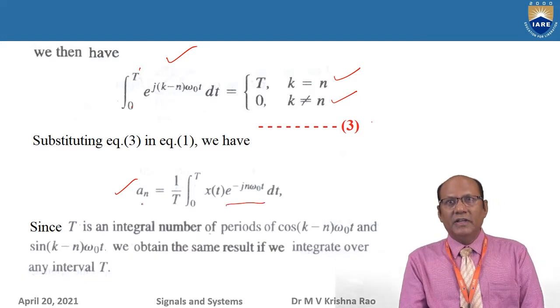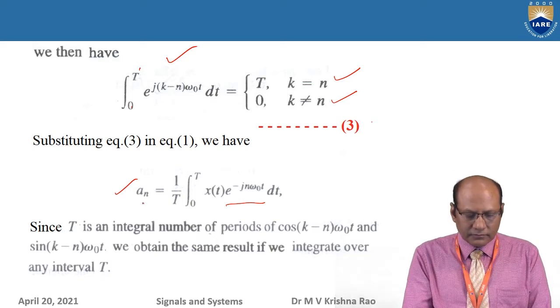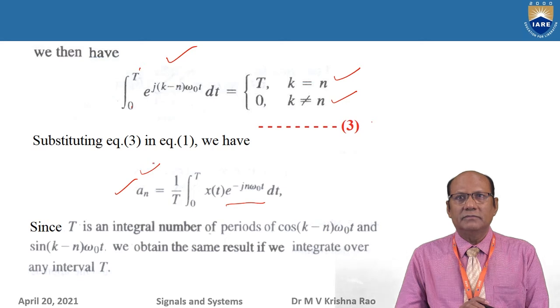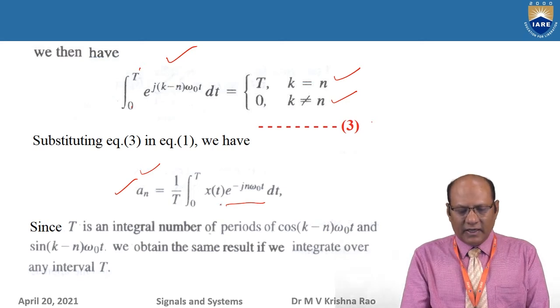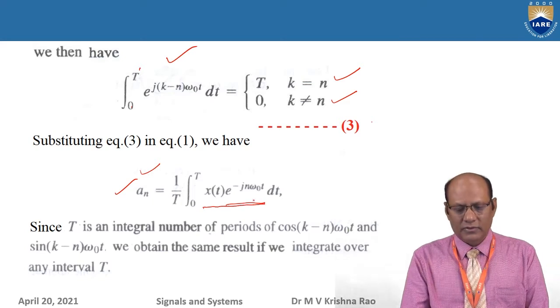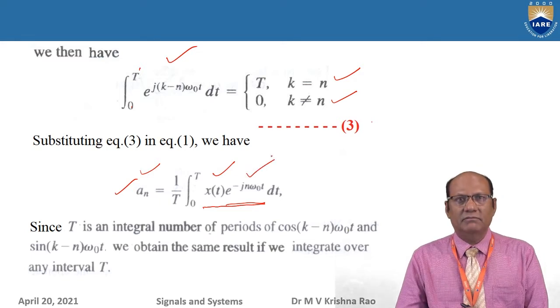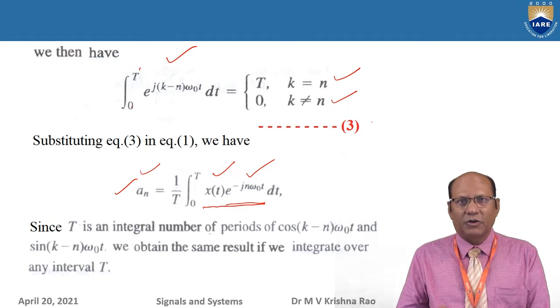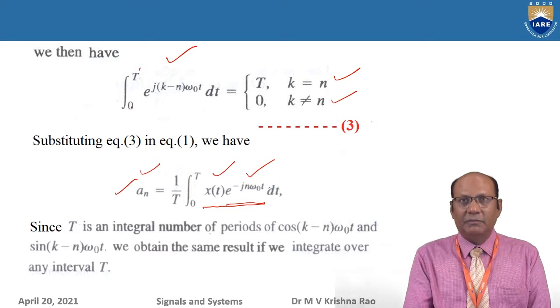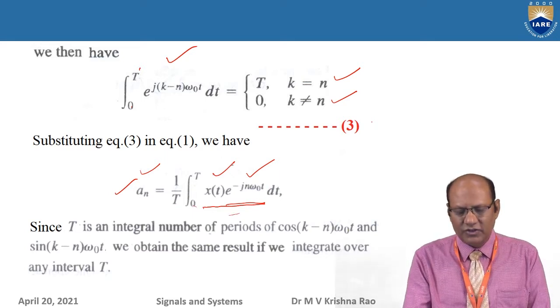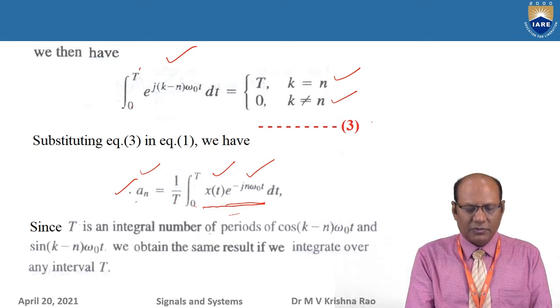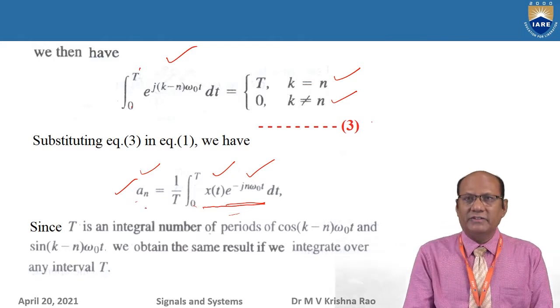What is the meaning of this? What I am doing here is finding the nth coefficient. I am finding the inner product of the given signal with the nth basis function, the nth harmonic exponential. I am multiplying these two, taking the area under the curve, and dividing by T. If I assume this as the energy, then the energy divided by time is power. So basically this quantity represents the power.